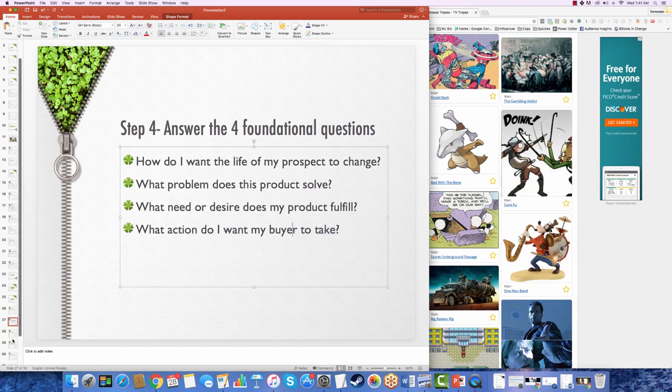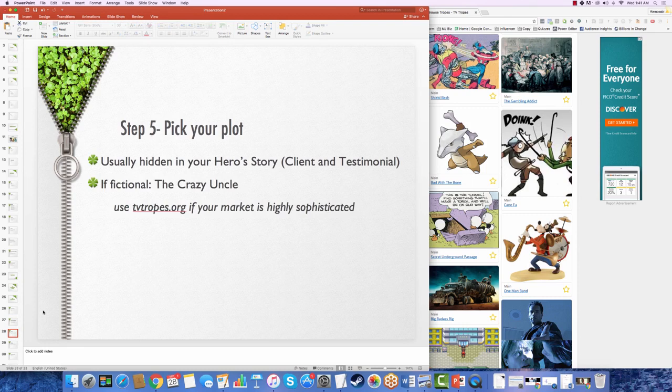So step five, pick your plot. The plot oftentimes is done for you if you have a client or a testimonial for your story. Now your job, instead of creating the story like a fictional story, is to pick out the really interesting parts of your client's or the testimonial's story.